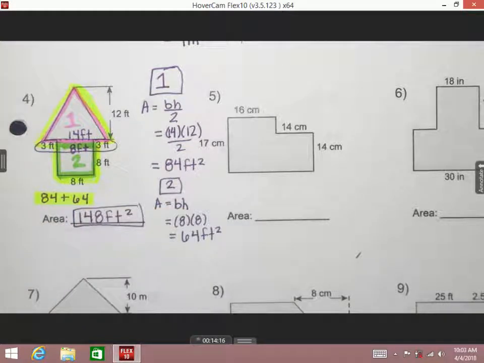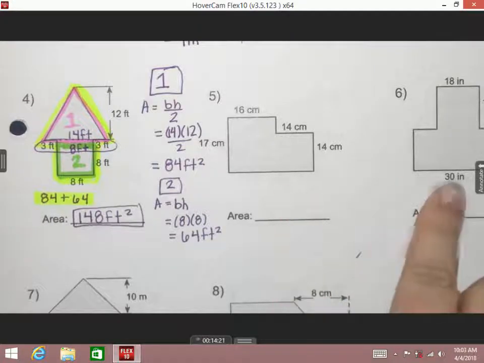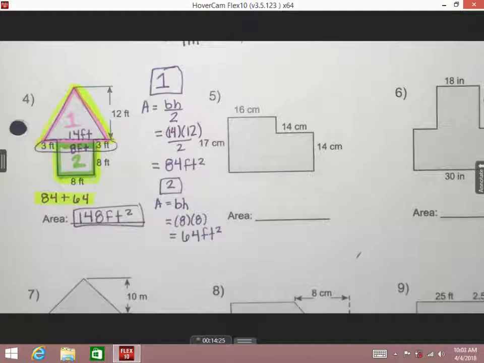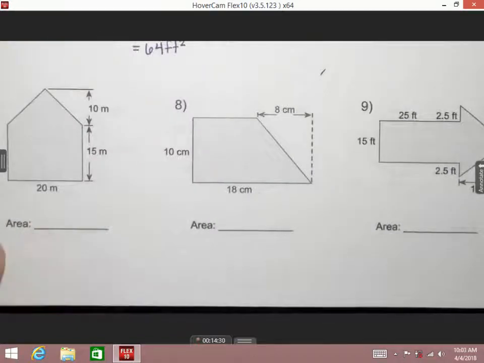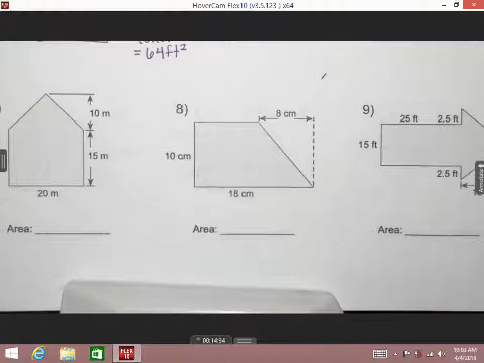All right, the last one that I want us to talk about today is number 8. So again, we see 5 and 6 are like what we did on number 2. Number 7 looks a lot like what we did on number 1. So let's look at number 8. Number 4 was 148 feet squared. Does anyone notice anything about number 8, Gosser? It's a trapezoid.